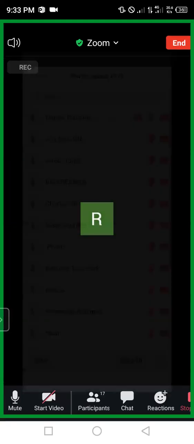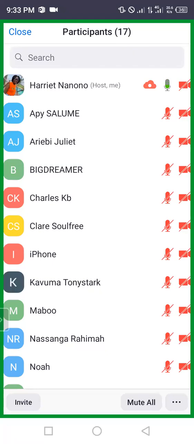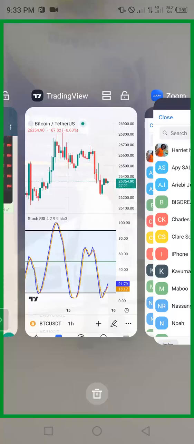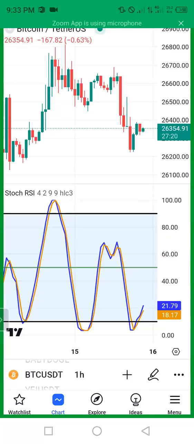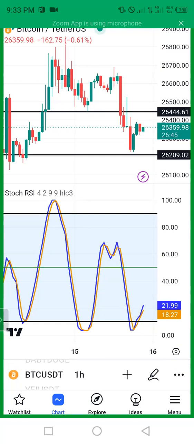Recording in progress. That is very good. Today we are looking at automatic support and resistance. I'm going to remove the stochastic because we looked at it yesterday. And then Bitcoin is going up.